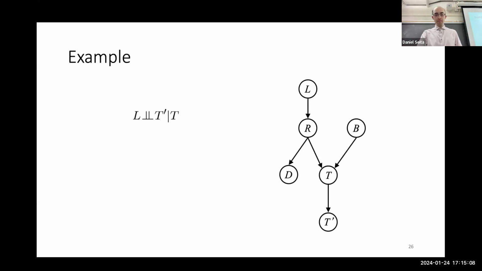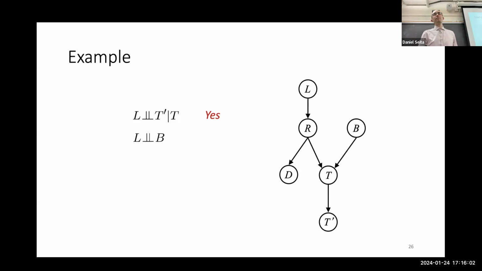All right, what about this? L is conditionally independent of T prime given T. I'll give you a second to think about it. It's yes. Was that clear? You have L, and then you have T prime. You have T here, it blocks the path from L to T prime. So this thing blocks the causal chain, and then this is guaranteed.